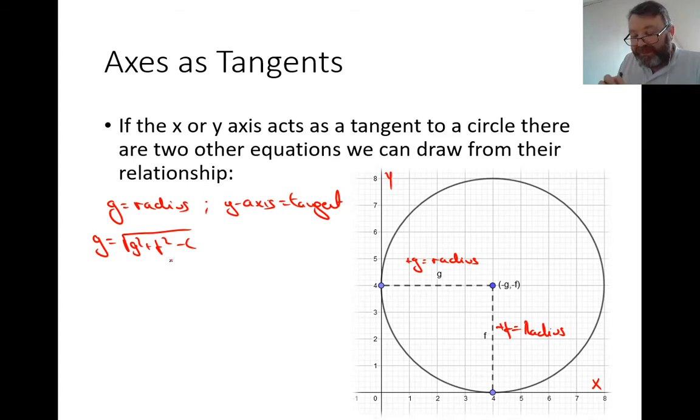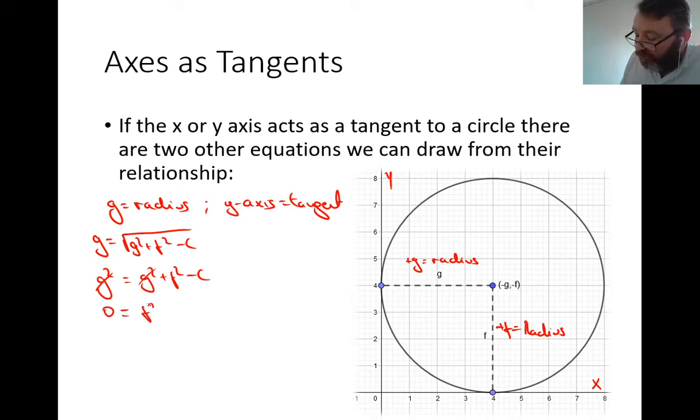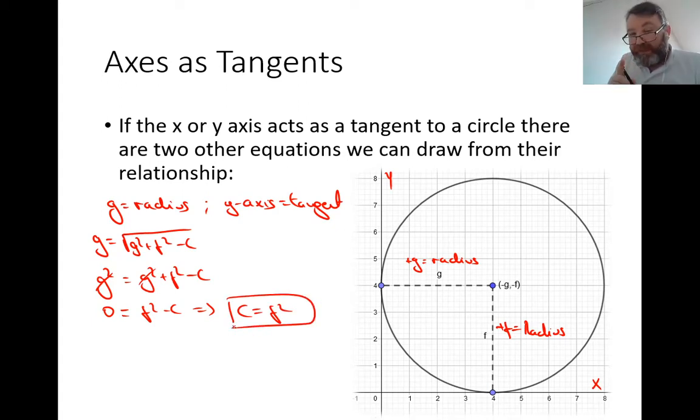Next step, clear the square root by squaring both sides. Cancel the g squareds, and what do you notice? You notice that 0 is equal to f squared minus c, which means c is equal to f squared. Now that's an extremely useful deduction. So when the y-axis is a tangent, we notice that c is equal to f squared.